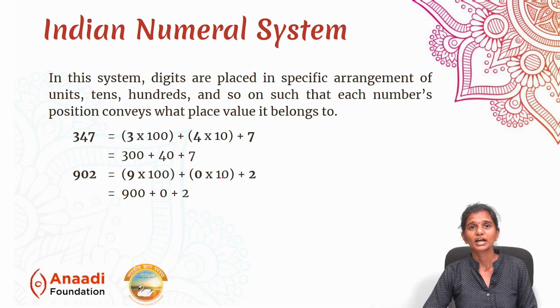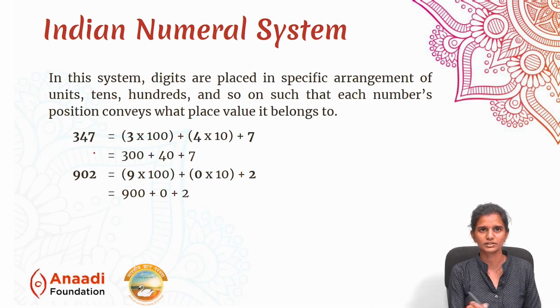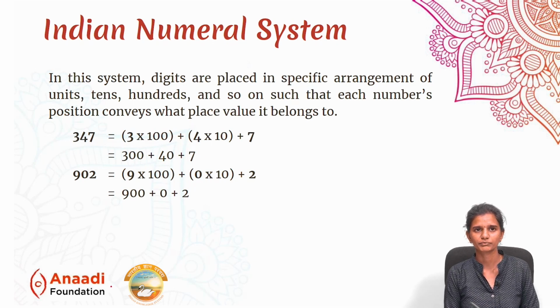In this system, the digits are placed in a specific arrangement of the units, tens, hundreds and so on, such that each number's position conveys what place value it belongs to. Here is an example. We have 347. It means 3 hundreds plus 4 tens and 7. So, 300 plus 40 plus 7 gives us 347.